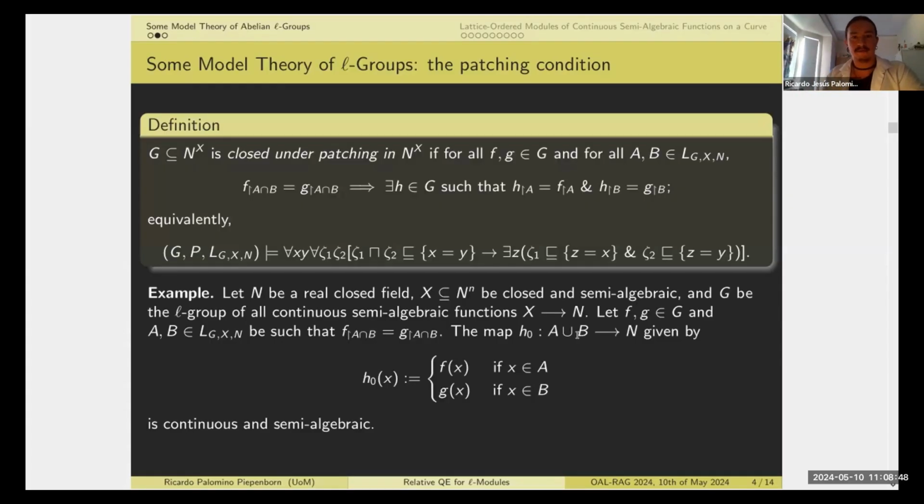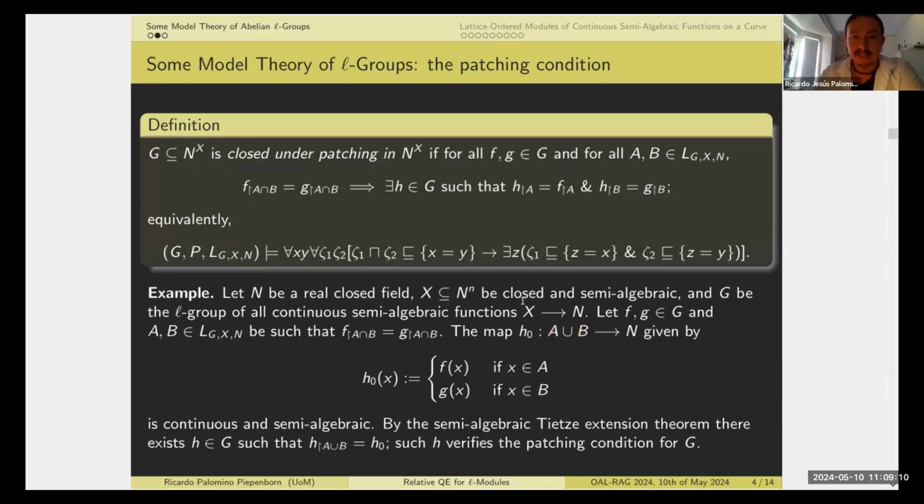Okay, so I'm very close to satisfying the patching condition, but not quite, because in the patching condition, I want my function h that patches f and g to be a function in my group. And this function over here is not a function from X to R. It's just a function from A union B to R. Right? So somehow I want to extend this to a function on X, but one can do this due to this semi-algebraic Tietze extension theorem, which we have available in this o-minimal context.